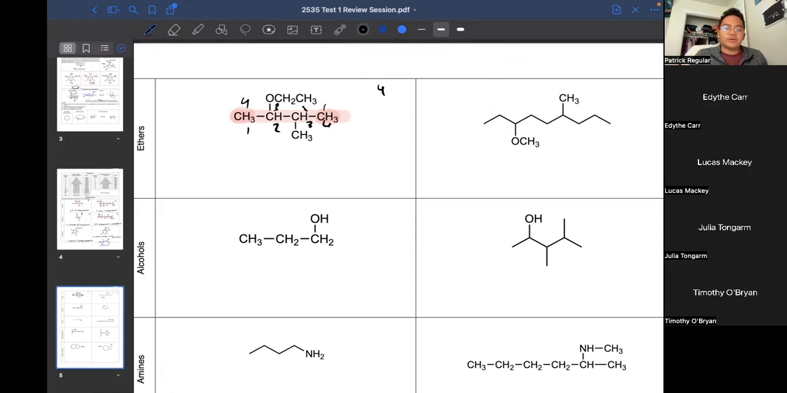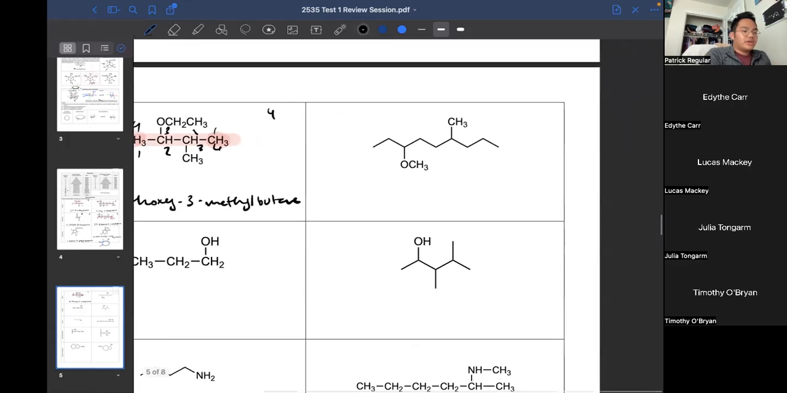All right. It's a 2-3 numbering system, both forward and backward. However, we have ethoxy versus methyl. What comes first in the alphabet? The E in ethoxy or M in methyl? It's going to be the E. So it's going to be 2-ethoxy, 3-methyl, butane.